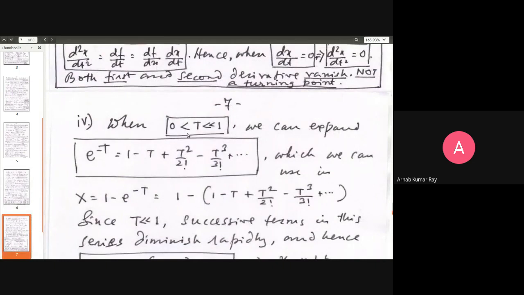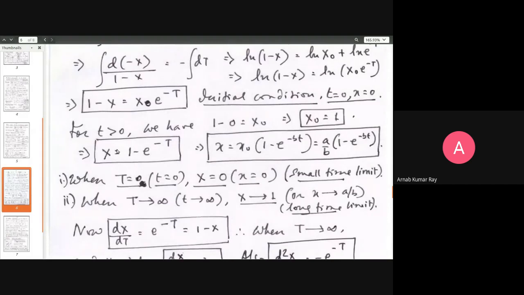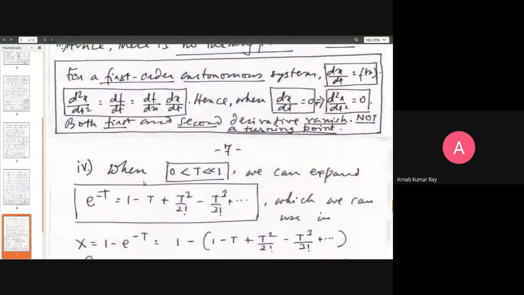Somewhere, what do I mean by t is equal to small and non-zero? Here we are. T, capital T, is very much less than 1. That makes it small, but it's greater than 0, which makes it non-zero. So your function is e raised to minus t. Here, this time-dependent part, capital X is equal to 1 minus e raised to minus t, right?